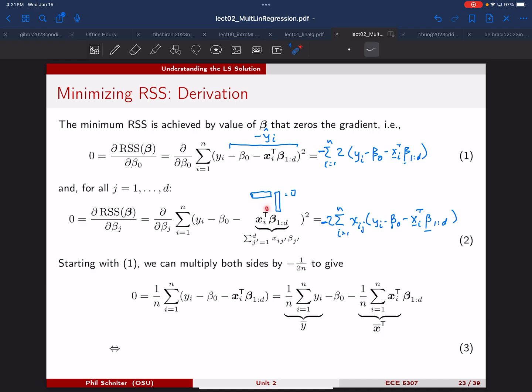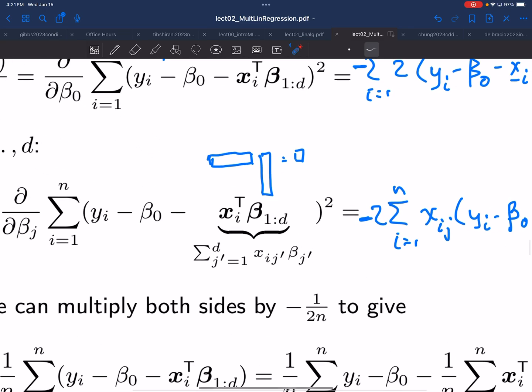So this x_i transpose is a row vector, and that has scalar elements in it. The elements inside are these guys: x_ij', where j' goes from 1 to d. Does that make sense? So it's a scalar, x_ij. You can also see that it's a scalar because it's not bolded.